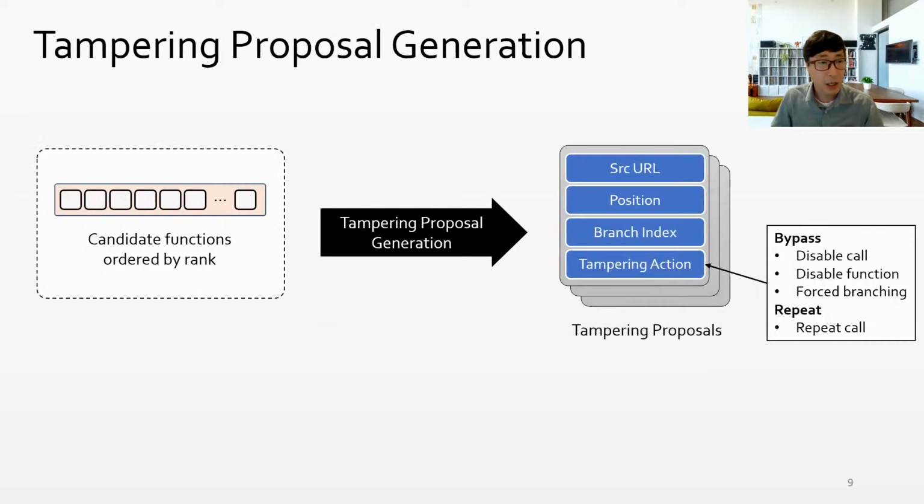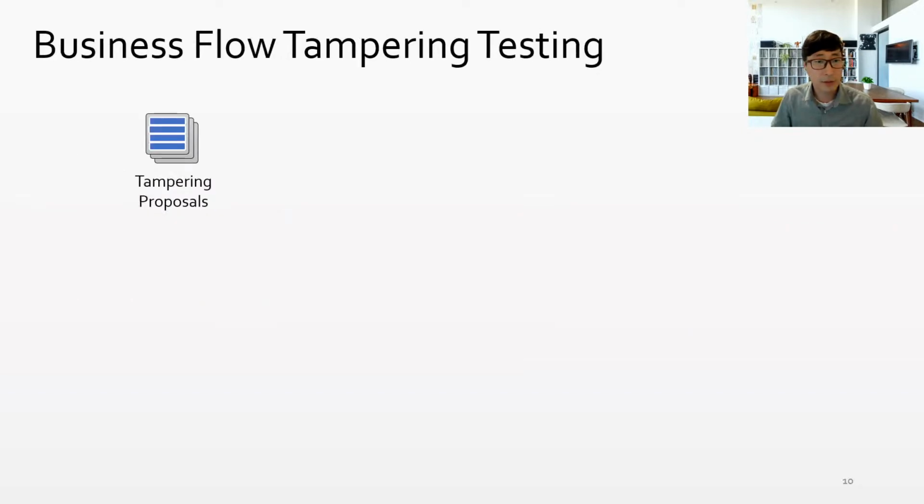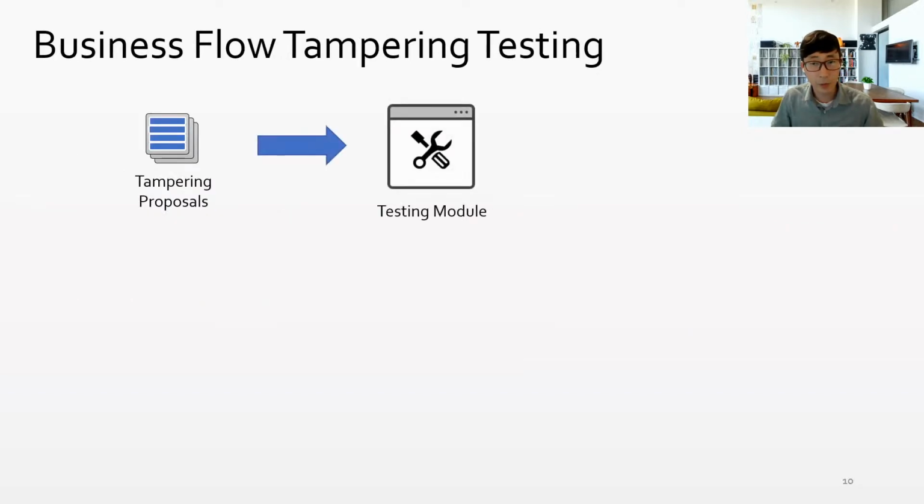score. By using the candidate functions ordered by the ranking algorithm, our system generates testing inputs by traversing control flows. We call the generated testing input a tampering proposal. The proposal contains the information about where and how we alter the original execution flow. In the testing step, the generated tampering proposals are delivered to our testing module.